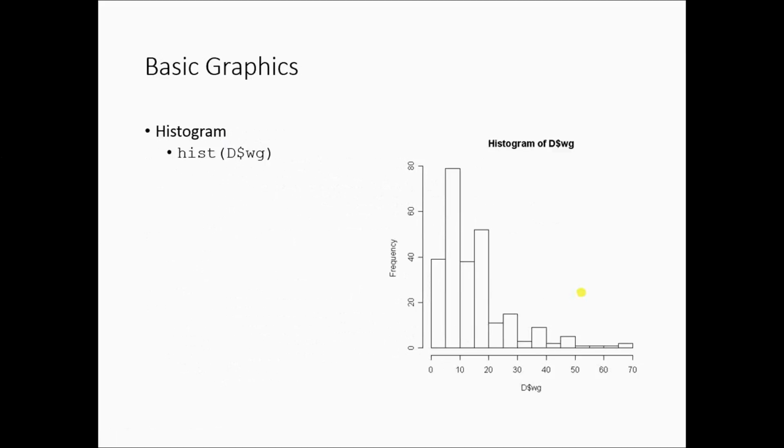So for that I have hist of D dollar symbol. That means you are accessing an element called WG from the variable D. This is how we create histograms, and that will plot a histogram for the data you have. This is very simple.